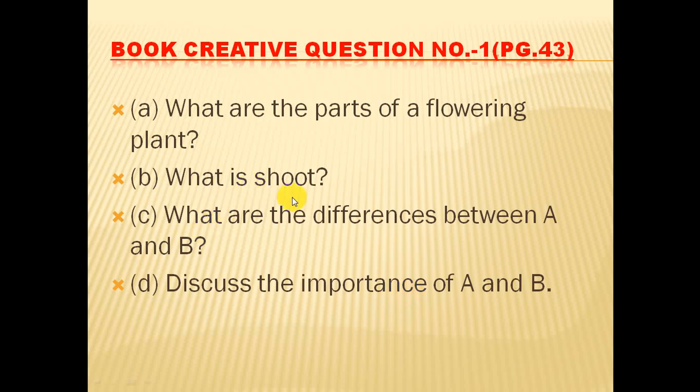So if we go to the book, we will see the book creative question answer. It is page number 43. What are the questions? Question A: what are the parts of a flowering plant? Question B: what is shoot? Question C: what are the differences between A and B? Question D: discuss the importance of A and B.